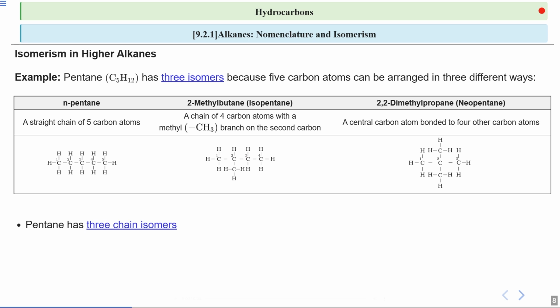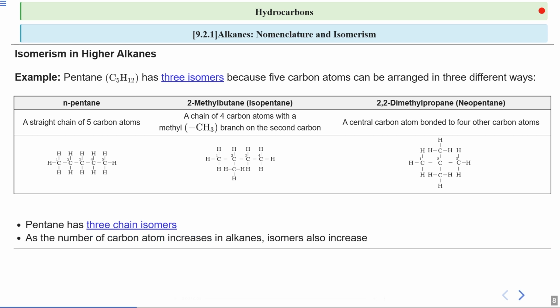If you look at the 3 given structural isomers of pentane, then the first one has a length of 5 carbons, the second one has a length of 4 carbons, and the third one has a length of 3 carbons. Right? As the number of carbon atoms increases in the alkane, isomers also increase. So you have seen just now that for butane it was 2, now for pentane it is 3.